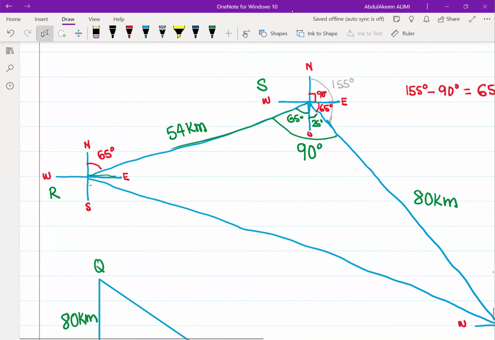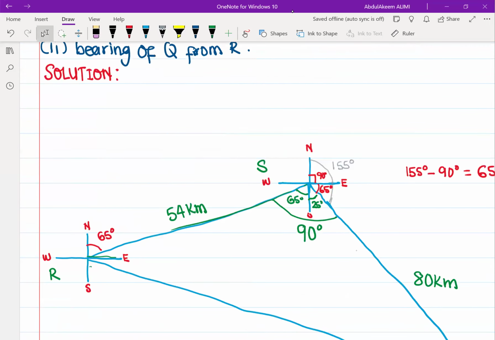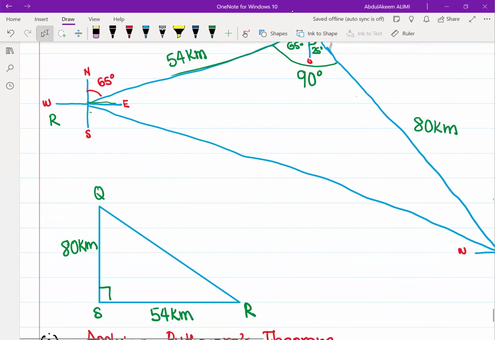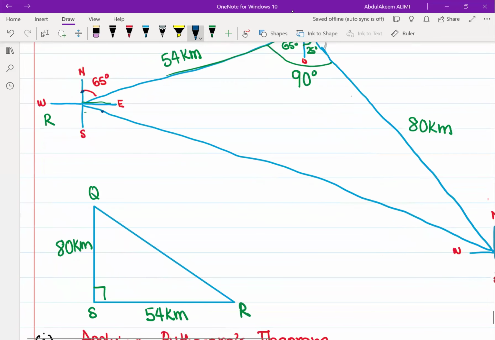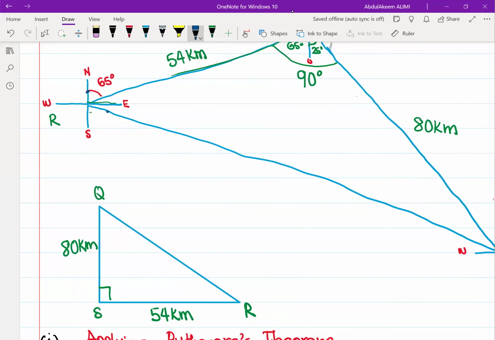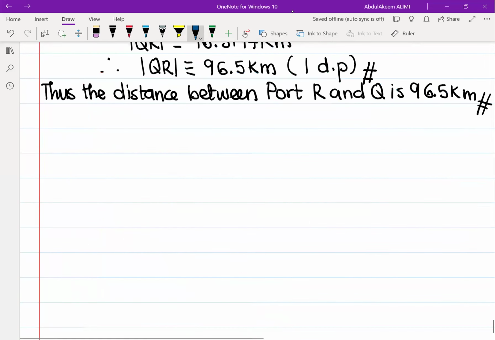Let's look at the second one here. According to this case, they say find the bearing of Q from R. The bearing of Q from R. What does it mean? That means starting from R. This is the line for Q. As we can see here, this is the line for Q. So what is the bearing from here to here? So what do we do here now?